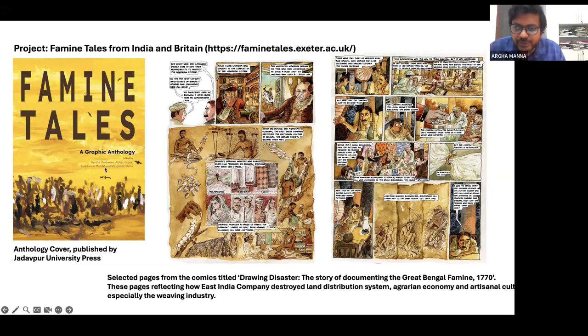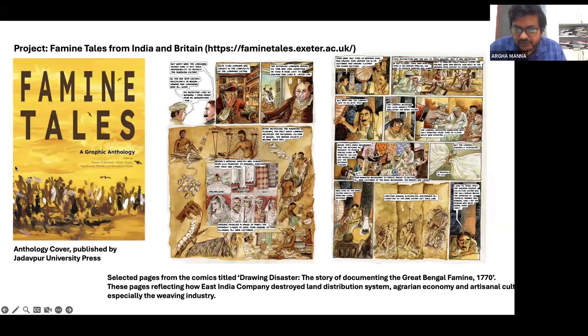So here I'm just showing 2 pages, which basically explain how Britain's East India Company's faulty land reform policies were so bad that all the farmers lost their land, and they literally destroyed the weaving industry, which was the best in the world at that time, in the eastern Indian part. Eastern India used to produce a special kind of silk called Malmal Khash, which is now extinct. You cannot get that actual Malmal Khash. That's the purest form of silk. And they totally destroyed that industry because of their policies.